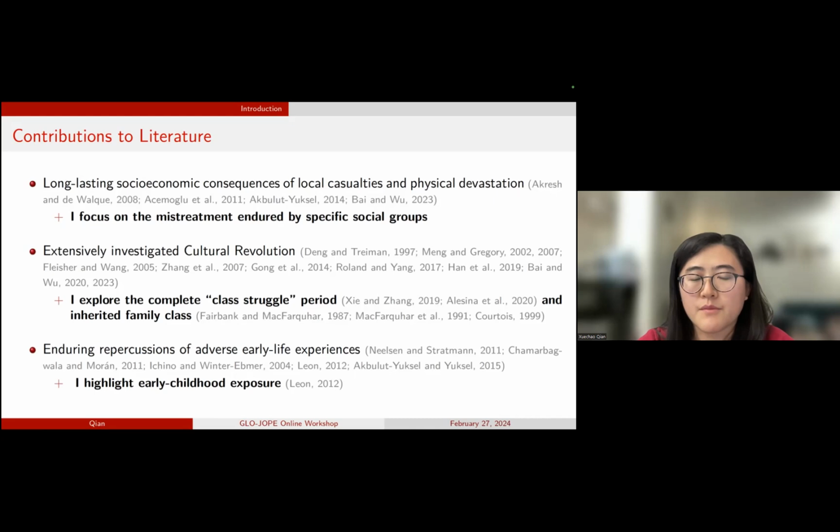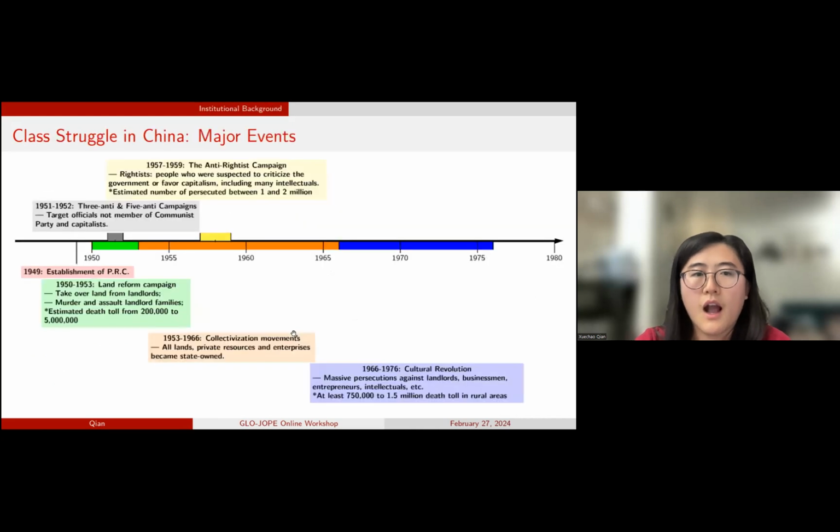Because the setting comes from China, I am looking at the overall class struggle period, consistent with recent study, looking at not just class struggle but also the land reforms happening in the rural areas right after the regime was established. Also, in this paper, different from papers looking at more schooling-age exposure, I would like to highlight the significance of the very early ages during childhood.